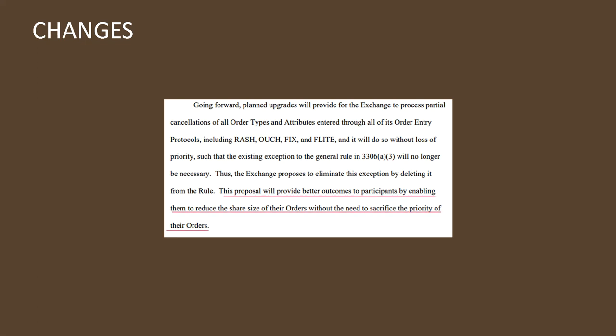So the current problem is they are currently sacrificing their orders, or the priority, when they're reducing their share size. We all know that institutions are loaded up on shares right now, so they probably need to keep them as collateral. So this is a way and a design to help that.